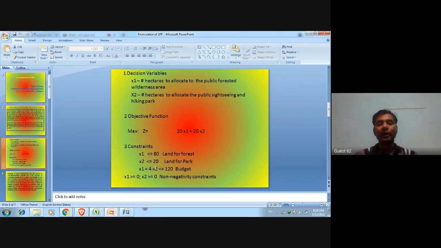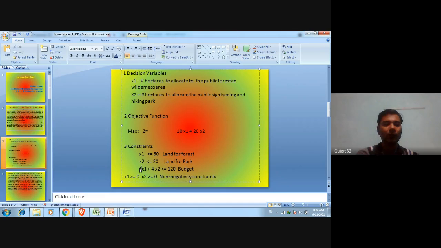And your total budget is x1 plus 4x2, meaning 1000. Here you can write 1000 per hectare for your forested area and 4000 per hectare for your sightseeing park, but you cannot spend more than $120,000. Okay, so this is a mathematical model which represents your real life situation.